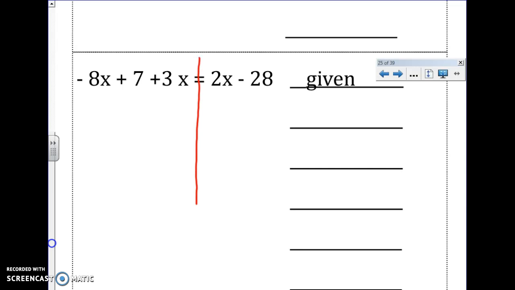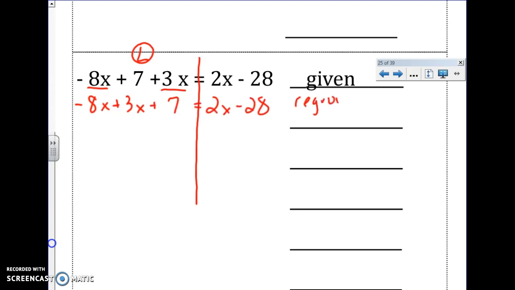And if we just look at the left side, I'll notice that there's these 2 x terms on the same side already. So before I start moving things to different sides of the equation, I'm going to want to go ahead and combine that first. So I'm regrouping so that my next step is combine like terms.